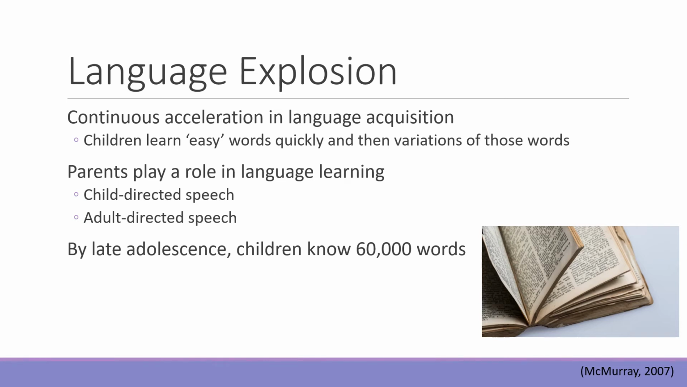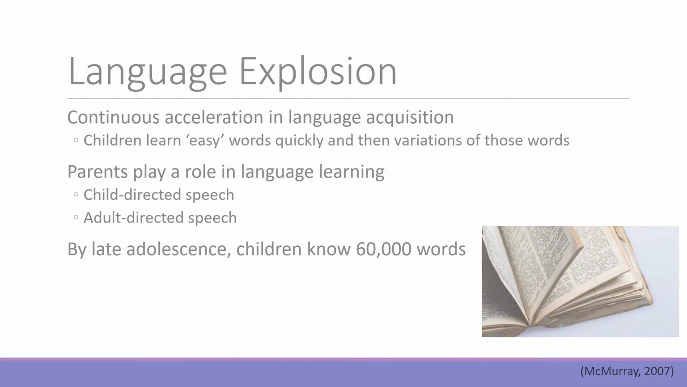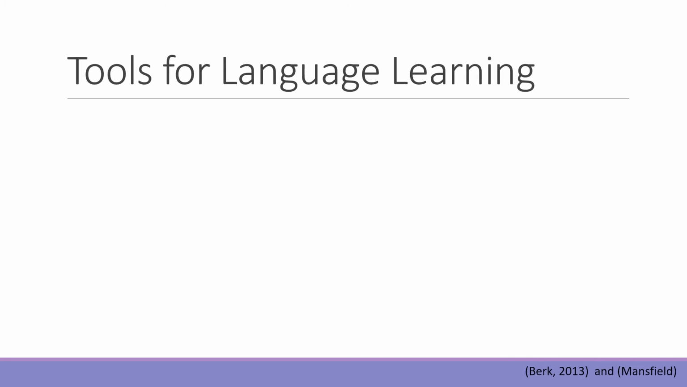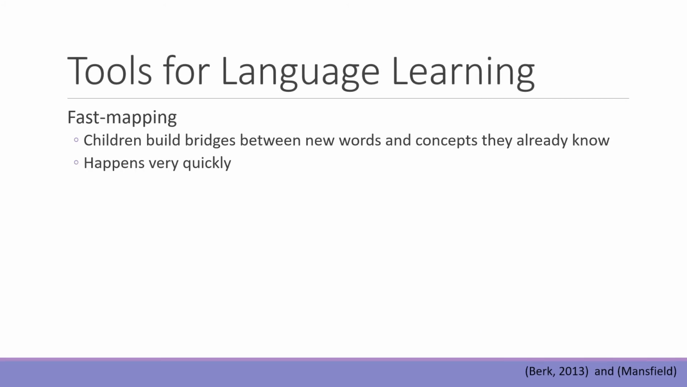By the time children reach late adolescence, they can speak an average of 60,000 words. Children use a lot of tools to help them learn new words extremely quickly. One of these is fast mapping.